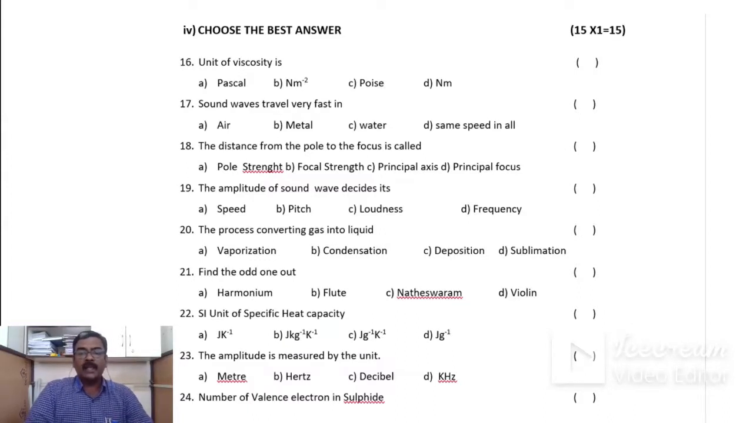Here 15 into 1, 15 marks we are taking. Which option is correct? The alphabet should be written within the bracket. For example, unit of viscosity is Pascal. The alphabet is A. So we must write the A alphabet in the bracket. So there is a choose the best answer.